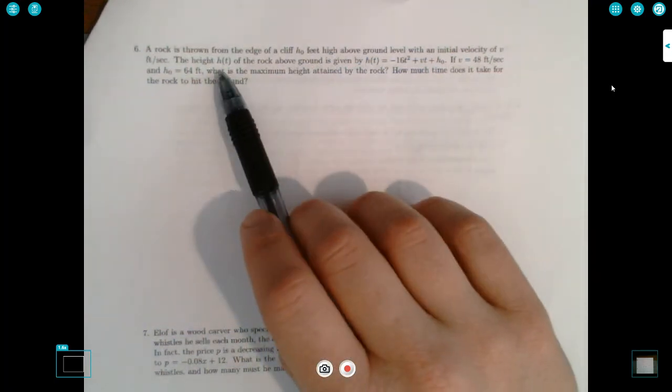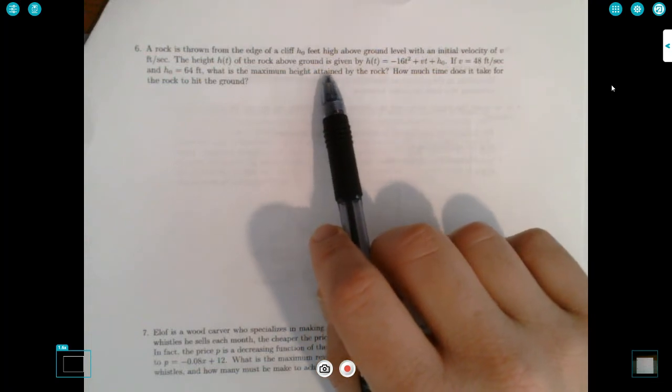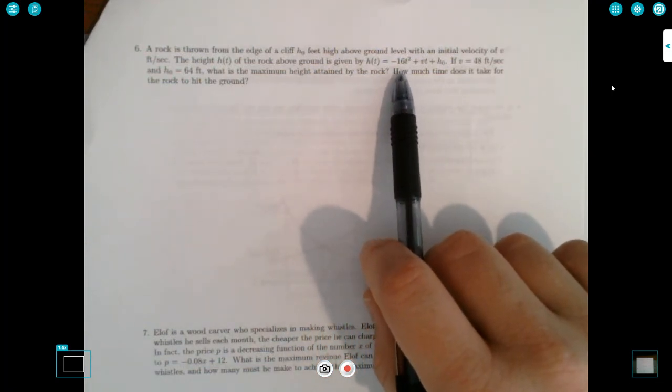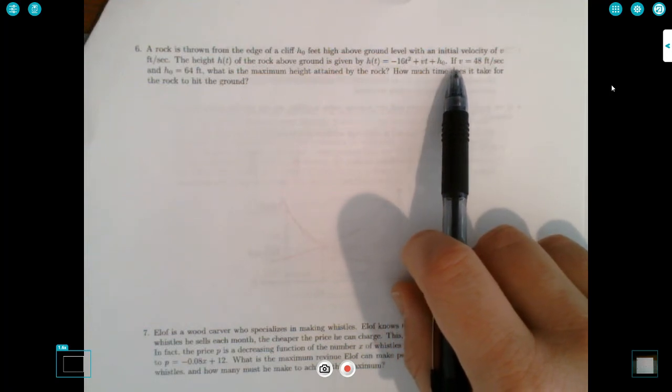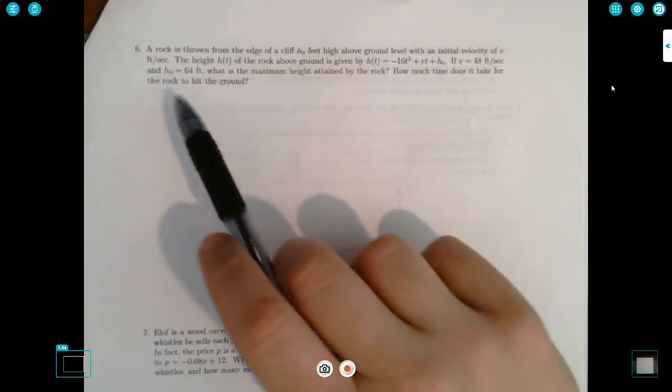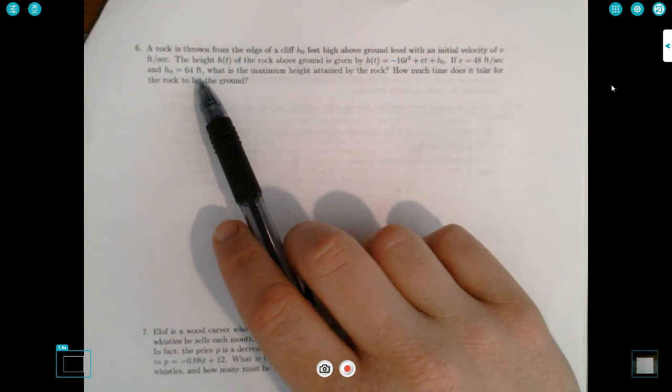The height, h of t, of the rock above ground is given by h of t equals negative 16t squared plus vt plus h naught. If v equals 48 feet per second and h naught equals 64 feet, what is the maximum height attained by the rock? How much time does it take for the rock to hit the ground?